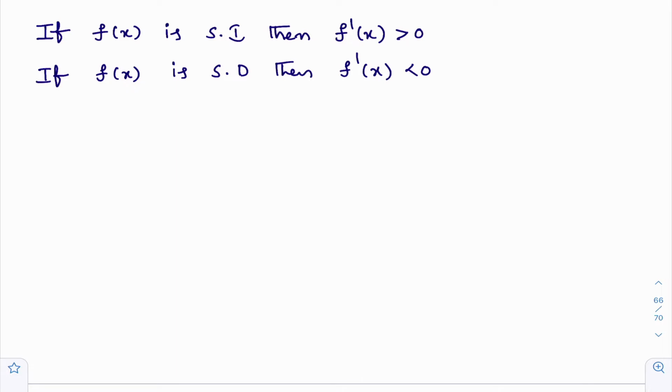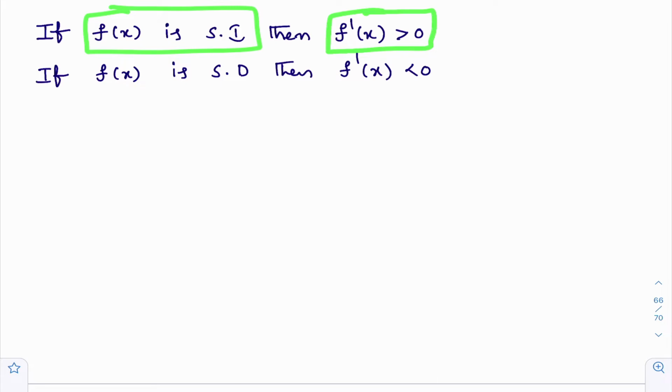Throughout this chapter, increasing and decreasing function, you need to memorize these points. If f of x is strictly increasing, then f dash of x is greater than 0. If the function f of x is strictly decreasing, then f dash of x is strictly less than 0. If you want to prove a function f of x is strictly increasing function, if you prove that f dash of x is strictly greater than 0, then I can say that that function is strictly increasing function.